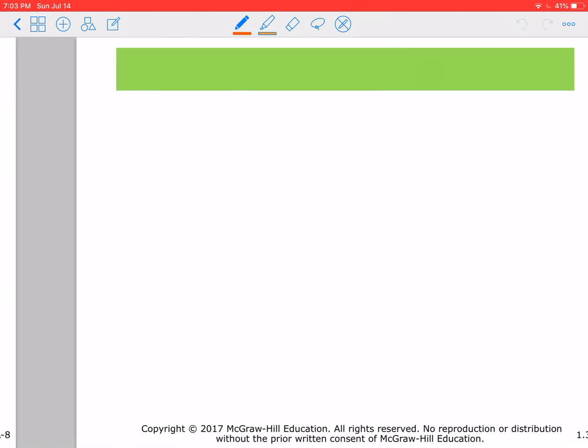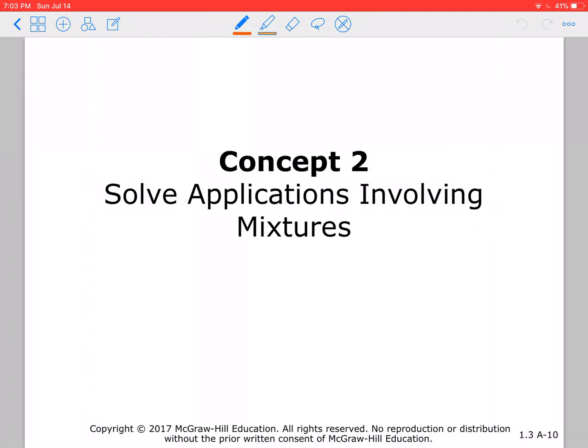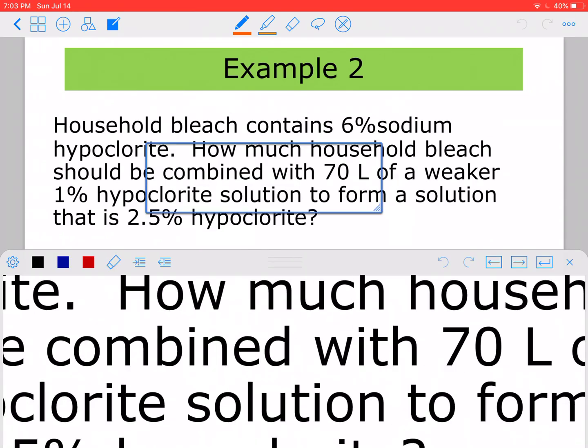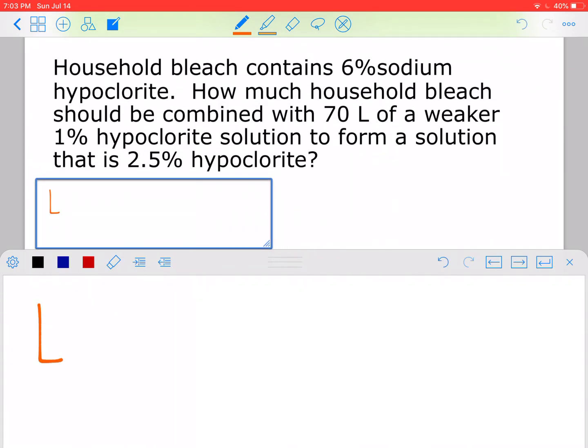Moving forward, we're going to look at mixtures. Example 2 says household bleach contains 6% sodium hypochlorite. How much household bleach should be combined with 70 liters of a weaker 1% hypochlorite solution to form a solution that is 2.5% hypochlorite?